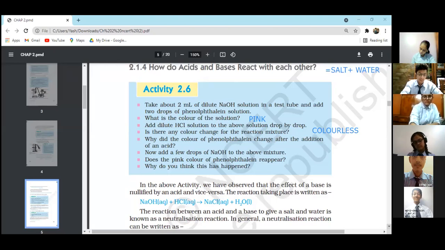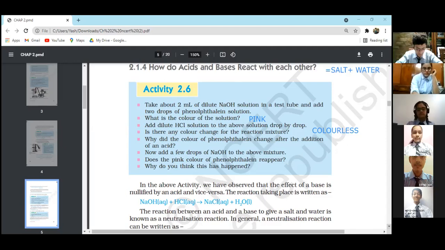Ma'am, can you please repeat the question for the same answer? The question is there in your book, beta. We are writing question by question as per NCERT, na? Now, they asked us to add a few drops of NaOH to the above mixture. Now, NaOH is added in the above mixture.